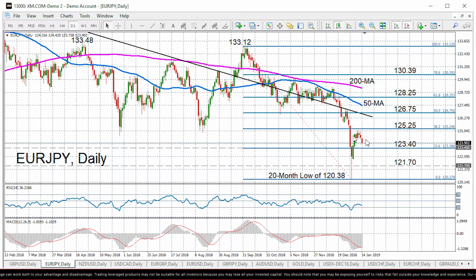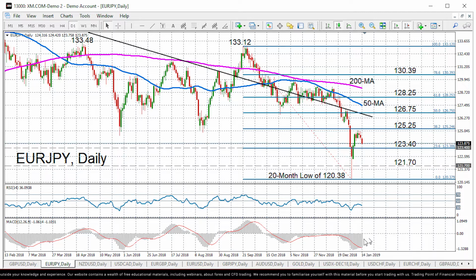Let's now turn to euro yen. It is looking fairly bearish for euro yen at the moment. We can see the RSI has turned lower once again, even before reaching the 50 neutral level after recovering from oversold territory in late December.